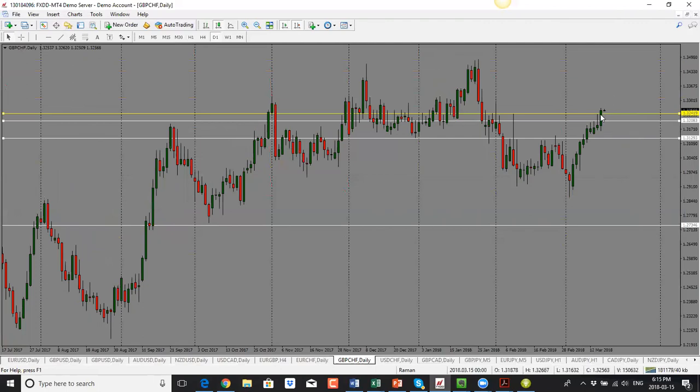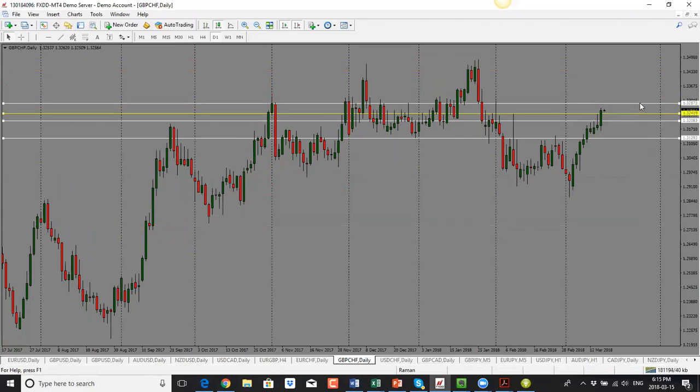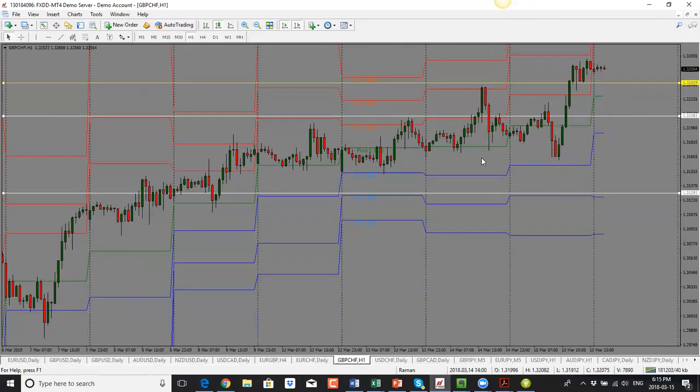Pound Swiss franc, we finally saw a bullish candle close. There was this pin bar here which did not play out, so we have seen a candle close to the other side. Now this is bullish, and our next level is to the upside at 1.3299, so about 1.3300 level. And this is where we are sitting.